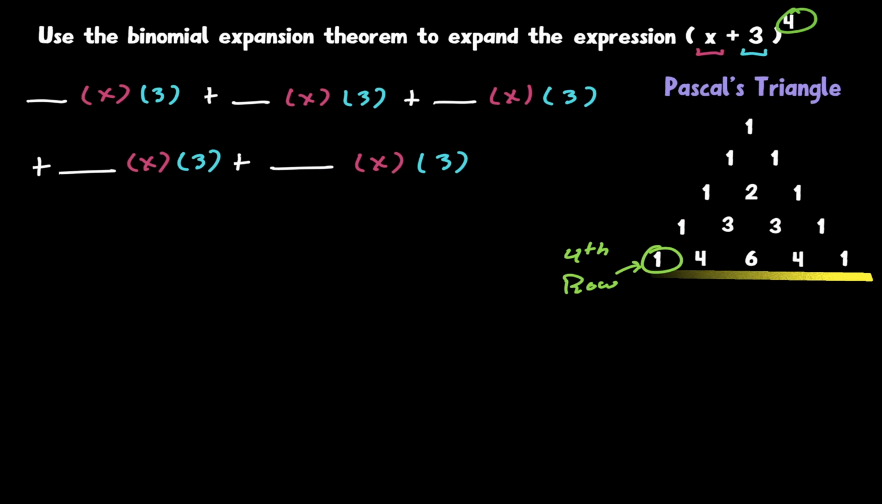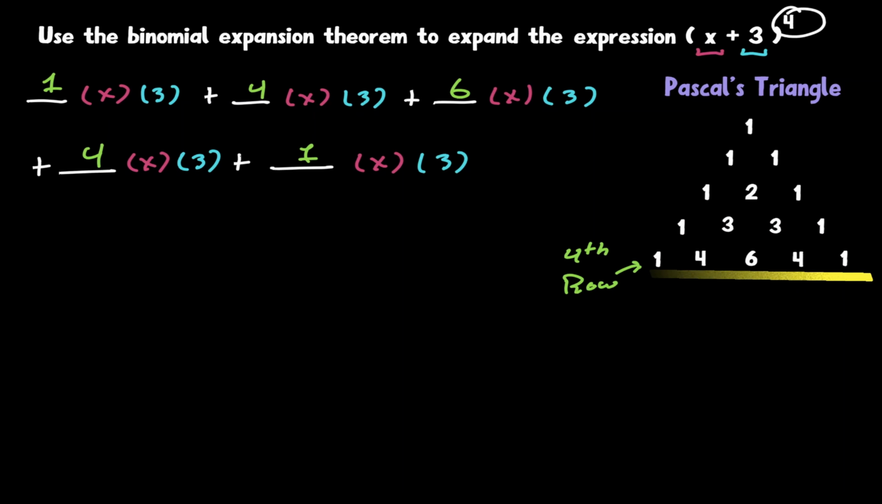The first coefficient is the first value in the fourth row, which is 1. Then the next value is the next coefficient, which is 4. Then the next value is the next coefficient, which is 6. The next value is the next coefficient, which is 4. And the last value is the last coefficient, which is 1.